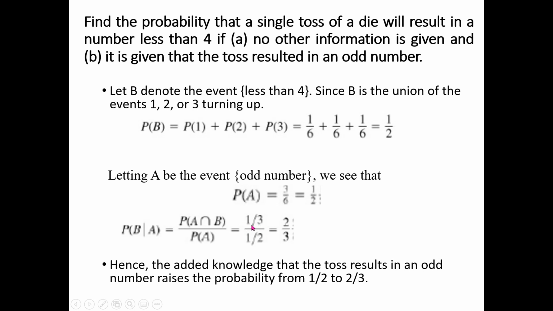So 2 by 6 or 1 by 3 is the probability of the intersection, that the number is less than 4 and it is odd, divided by the probability of odd, which we know is equal to 3 by 6 or 1 by 2. So this is what we get, 2 by 3. You can see that if we add a condition, the added knowledge that the toss results in an odd number, it has raised the probability from 1 by 2 to 2 by 3. So it is readily evident that whenever we impose a condition, it changes the final probability.